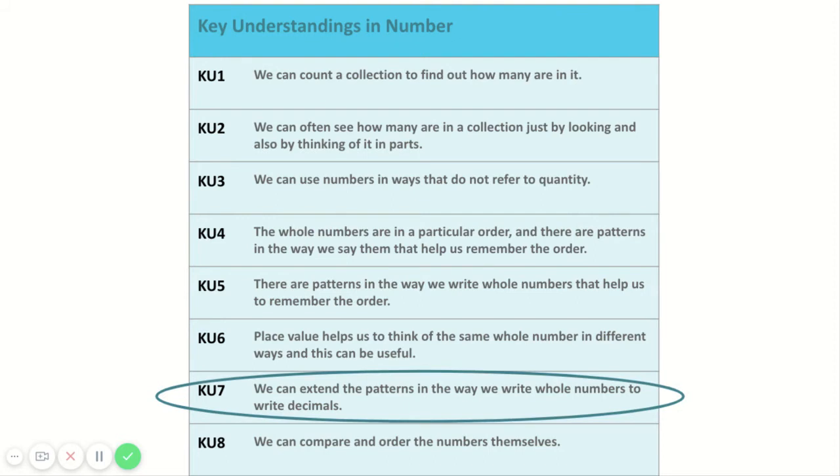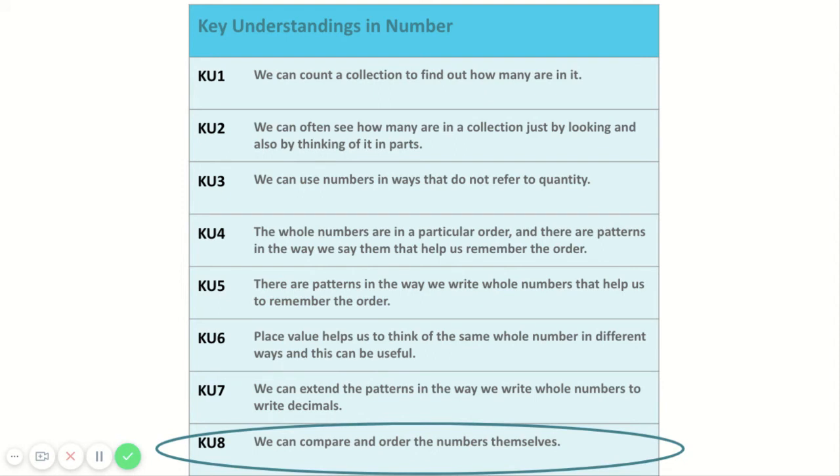Key understanding 7. We can extend the patterns in the way we write whole numbers to write decimals. Key understanding 7 focuses on decimal place value. These tasks do not address Sarah's understanding of decimal numbers. This key understanding would not be an appropriate place to focus instruction.